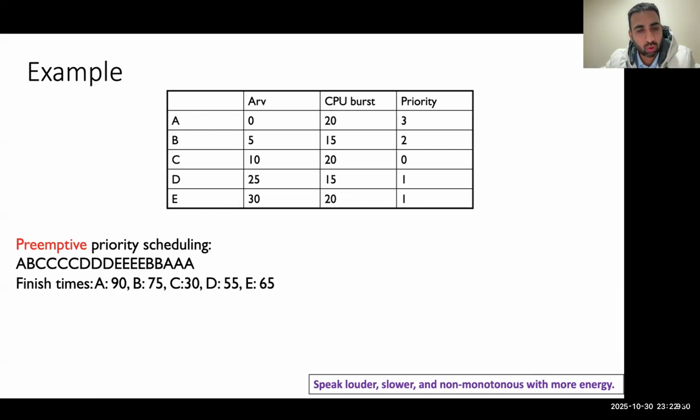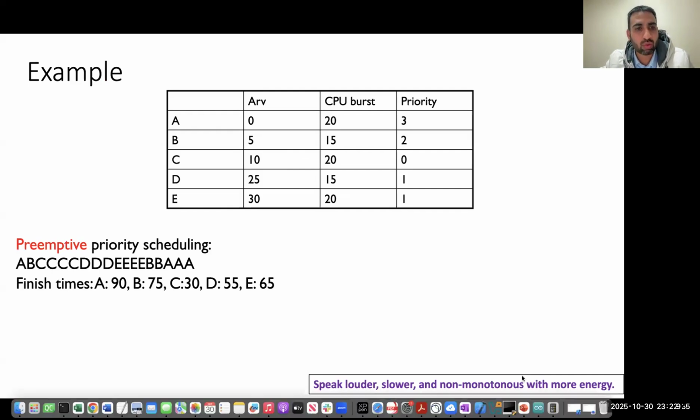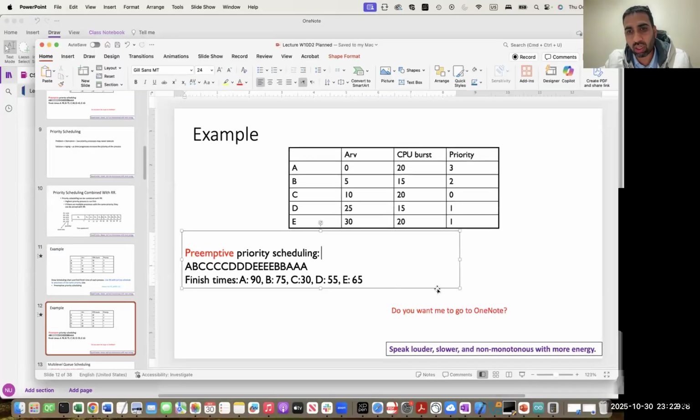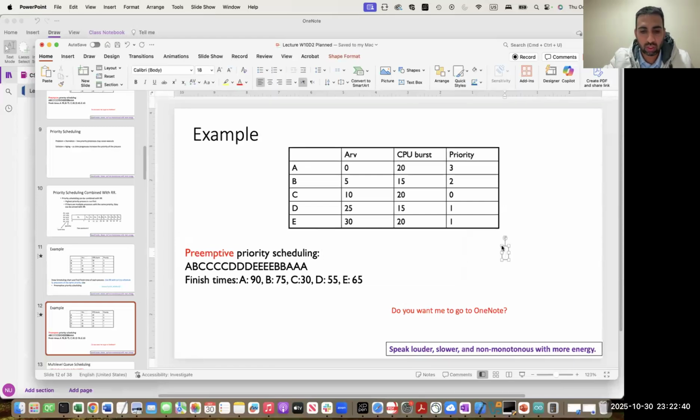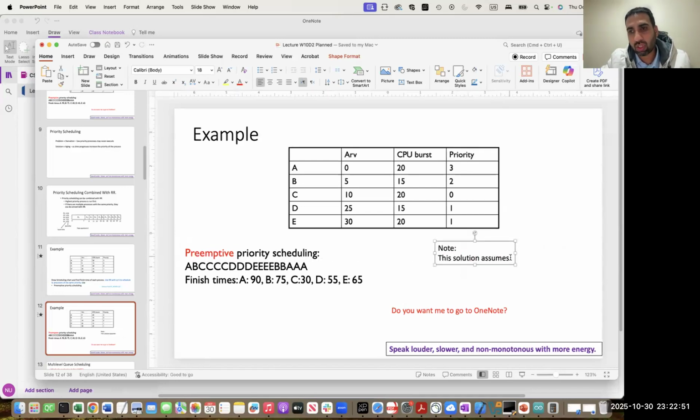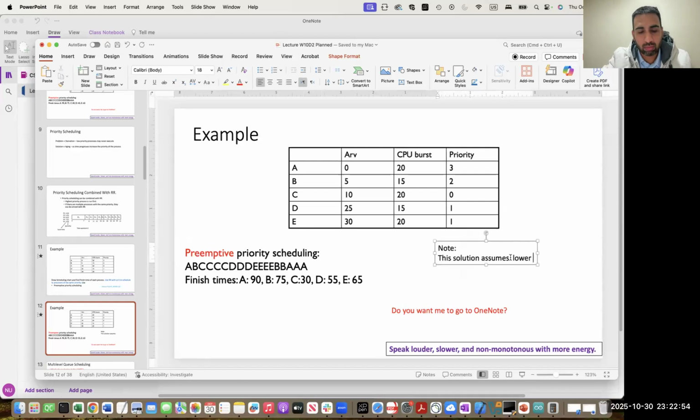Again, you must be wondering why this solution is different, because this solution assumes, let me put a note here just to not confuse you. Note, this solution assumes, you can use it as a practice exercise, that the lower the number, the higher the priority. So this is different from what I did on my OneNote. Okay, so don't get confused.